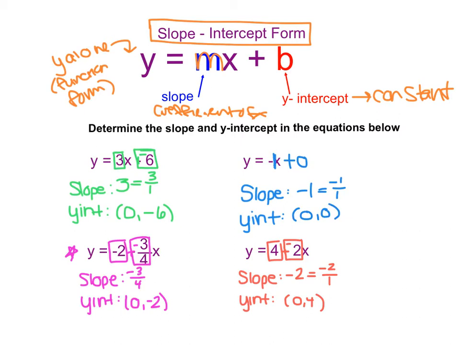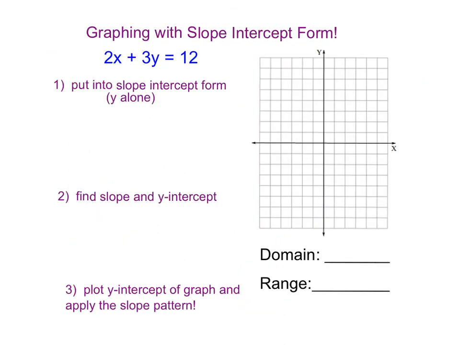So that last one is a little bit tricky, but for the rest of them, your slope, you're looking at the coefficient of x, and then your constant is your y-intercept value. So what we're going to do at this point is we're actually going to start graphing by utilizing slope-intercept form.